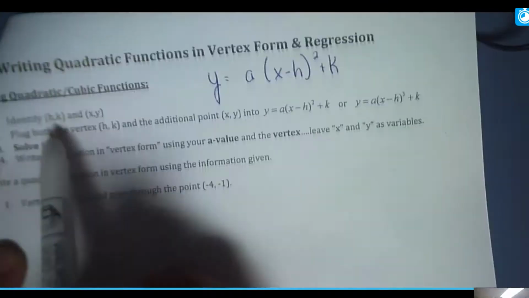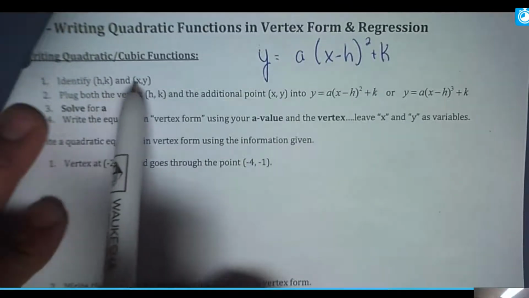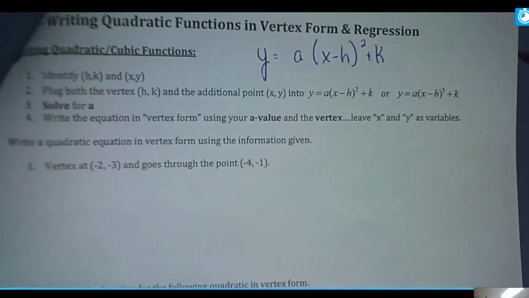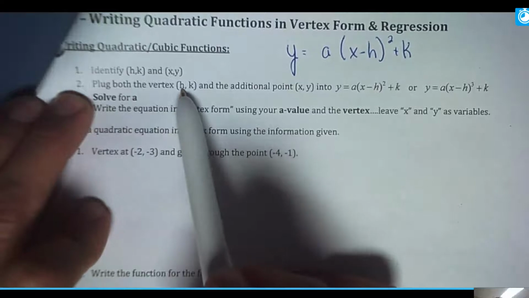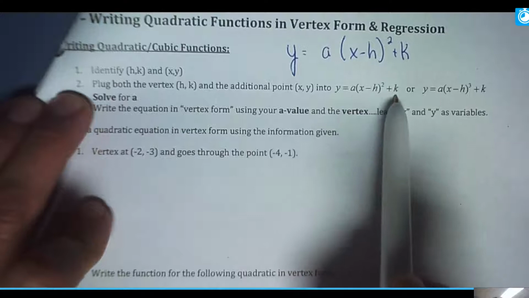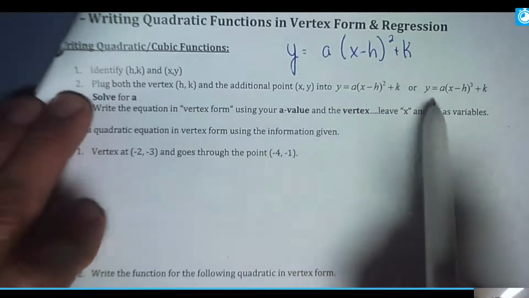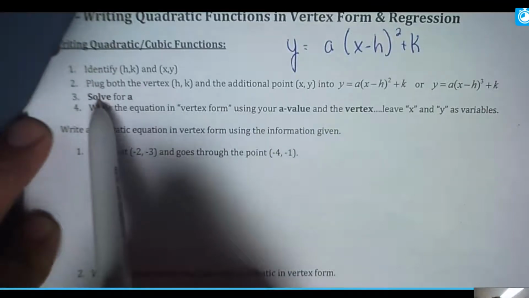So the first thing you're going to have to do is identify h and k, and then some other coordinate, some other x and y value that's on this parabola shape. And we're going to plug both the vertex and the additional point into either our squared formula if it's a quadratic or our cubic formula if it's cubic. And then what we're going to do is solve for a.